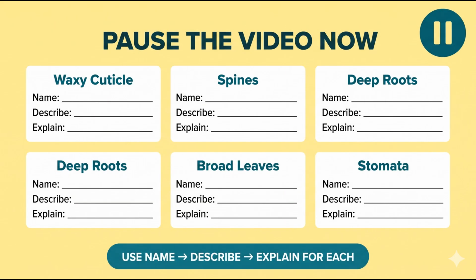Right, pause the video now. For each of the 5 plant adaptations, prop roots, pneumatophores, salt filtration, salt excretion, and Vivipary, write a response using the name, describe, explain structure. Name the adaptation, describe what it looks like or where it is. Then explain exactly how it helps the plant survive. Do this for all 5. When you are ready, unpause for the model answers. Pause now.